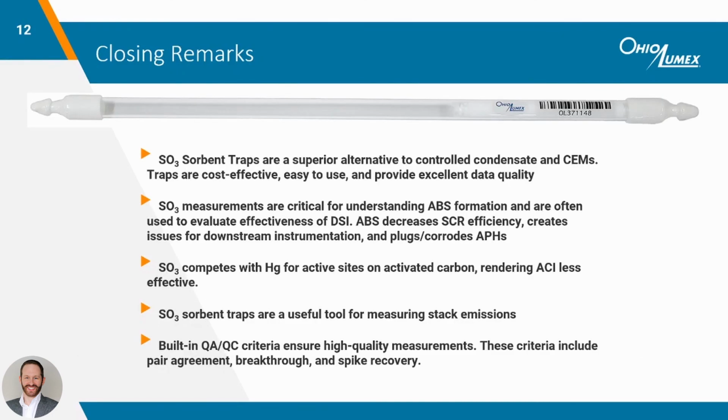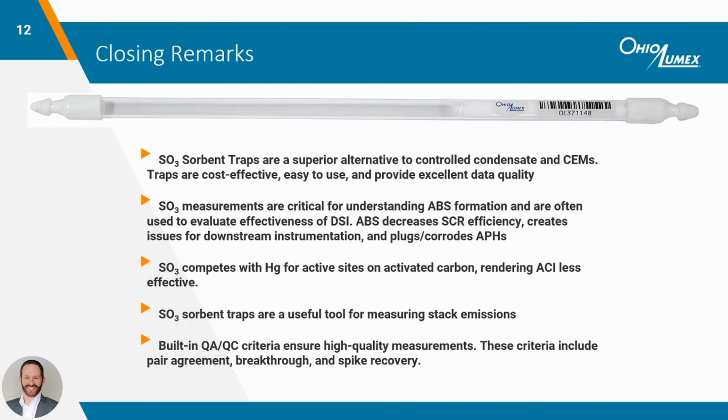Let's recap some of the essential points discussed in this video. First, the SO3 sorbent trap method provides an alternative to the controlled condensate method and continuous emissions monitors. Sorbent traps are cost-effective, easy to use, and provide excellent data quality. SO3 measurements are critical for understanding ammonium bisulfate formation and are often used to evaluate the effectiveness of dry sorbent injection. ABS reduces SCR efficiency, creates problems for downstream instrumentation, and can cause pluggage and corrosion in air preheaters.